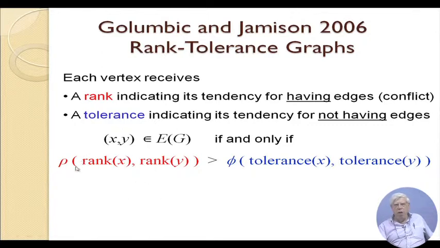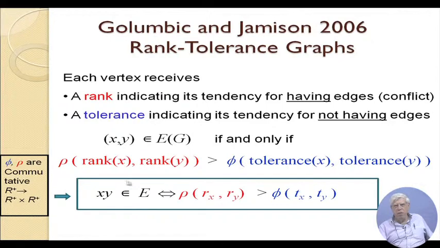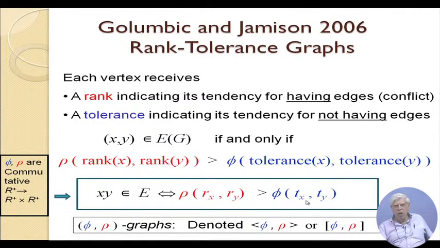What these functions, rho, the rank function, and phi, the tolerance function, would be, well, we tried different possibilities. And here are some of the results. Here is what this inequality looks like in symbols. xy is an edge if and only if rho of the ranks exceeds phi of the tolerances. We call these phi rho tolerance graphs.